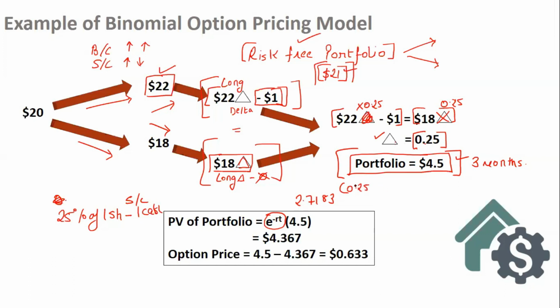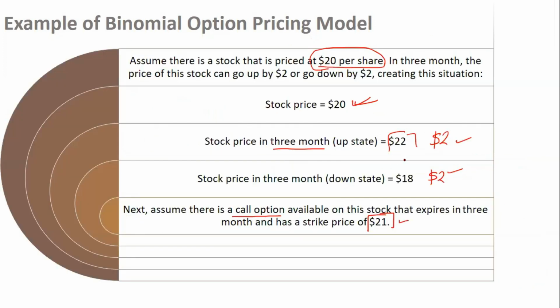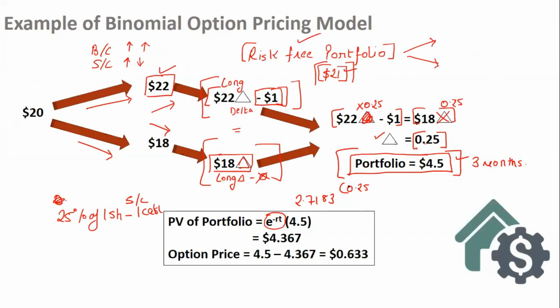What is R? What is the rate of interest we have taken? Sorry, I forgot. Rate of interest by default, I'm assuming 12%. For this example, I forgot to put it here, 12%, correct? Multiplied by your time, 3 months, you will get your answer 4.367.